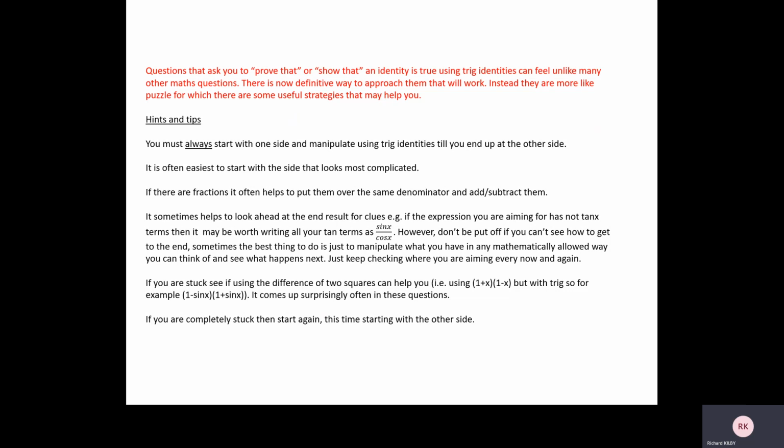If there are fractions, it often helps to put them over the same denominator and add or subtract them. So if you've got two fraction terms, particularly when you've got the reciprocal functions, you'll often get two fraction terms. If one side of the equation asks to add them or subtract them, get them over the same denominator, see what happens when you add them.